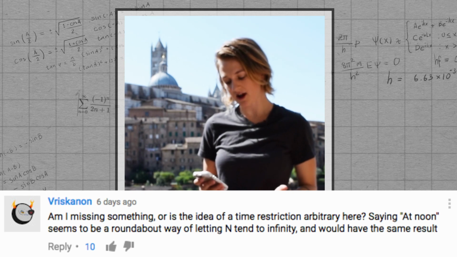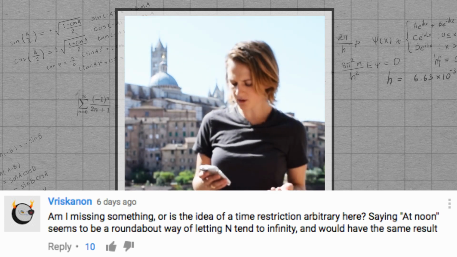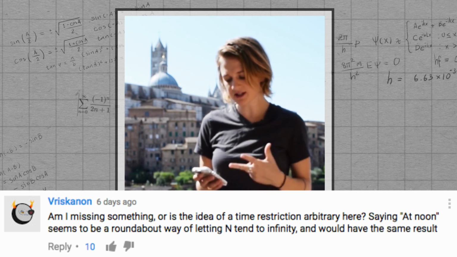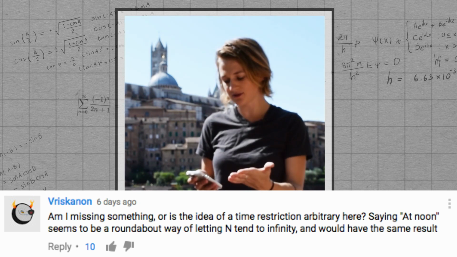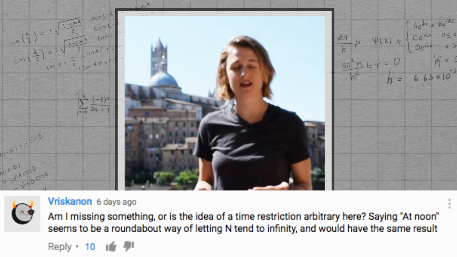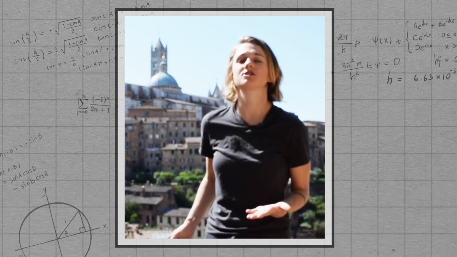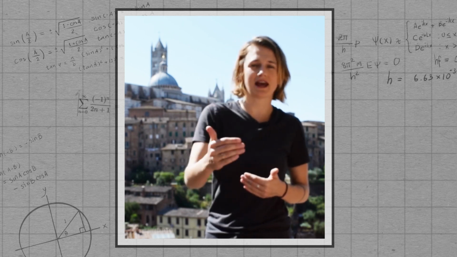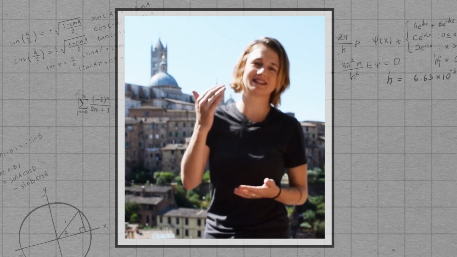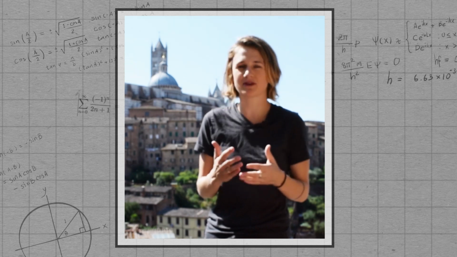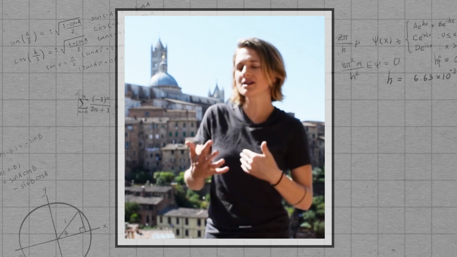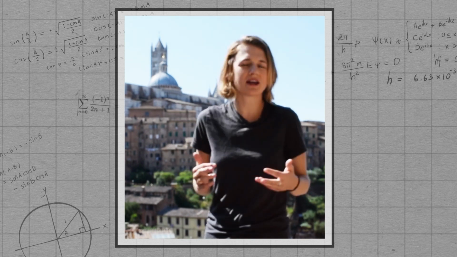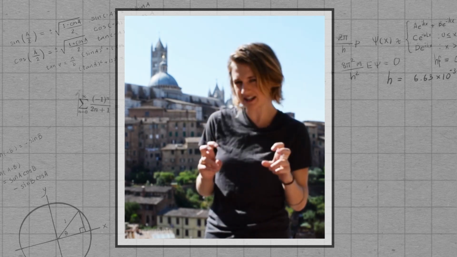I liked Vrishkanan's comment: am I missing something here, or is the idea of a time restriction arbitrary here? Saying at noon seems like a roundabout way of letting n tend to infinity, and would have the same result. That's a good response, and it's a good question. So we needed everything to happen in a finite amount of time in order for there to be an end. We were asking how many balls were in the urn at the end, so we needed everything to happen in a finite amount of time. So it was like letting n tend toward infinity, but we couldn't let time tend to infinity, because you can't really ask about what the urn is like at infinity.